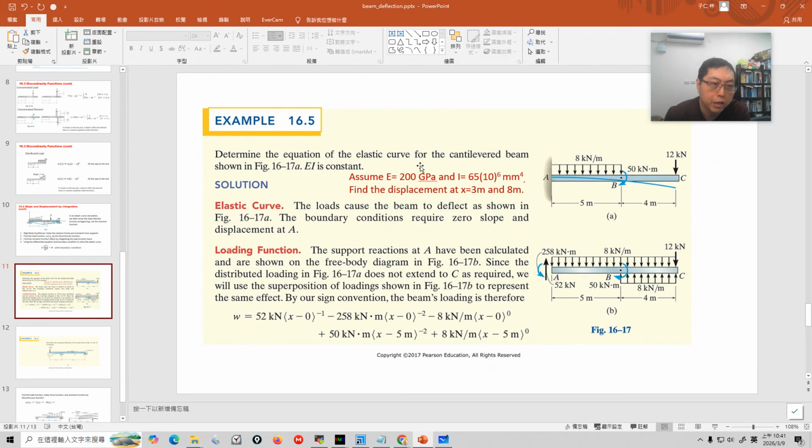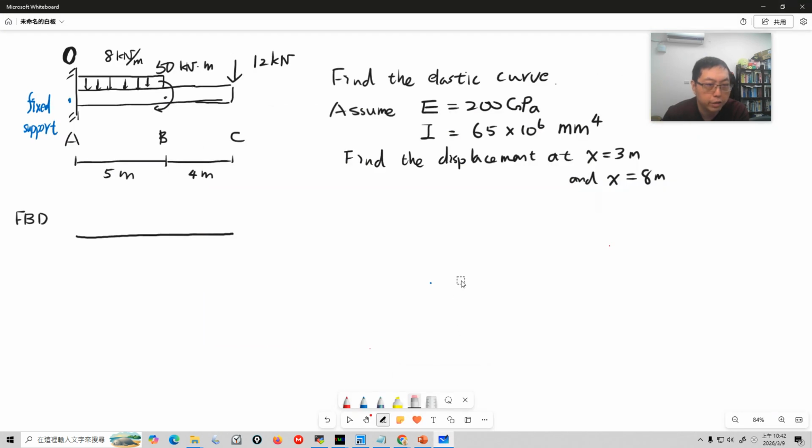First of all, find the elastic curve, and then I add another question. Suppose the elastic modulus of the beam is 200 gigapascal, and the moment of inertia of the cross-section area of the beam is 65 times 10 to the power 6 mm to the power 4. Find the displacement at x equal to 3 and x equal to 8. Because the calculation procedure is very long and there's not much space here, I use another panel.